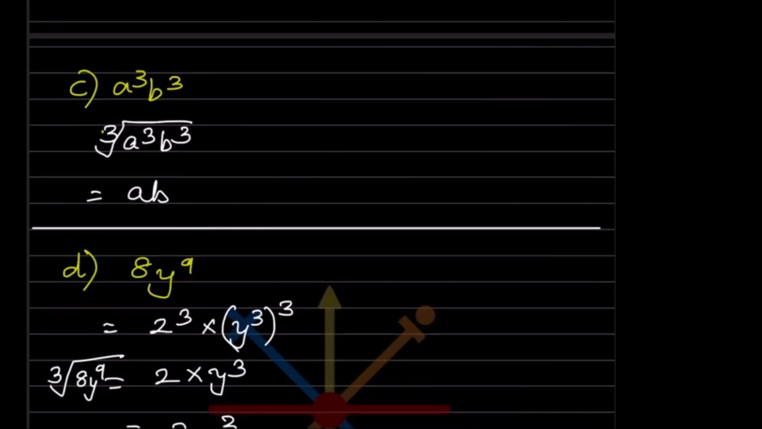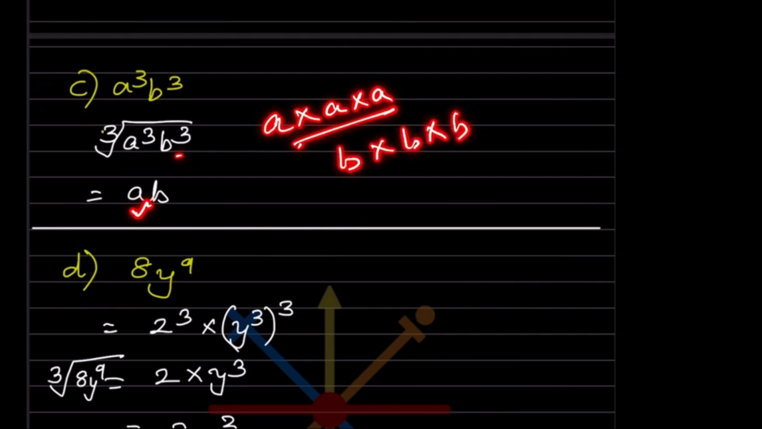Now look at this one. Cube root of a cube, b cube. You know a cube means a into a into a. So this is one group, so that is just going to be a when you take the cube root of that. And here b cube, b into b into b. So this is one group, so that is just going to be b. So the answer is ab.